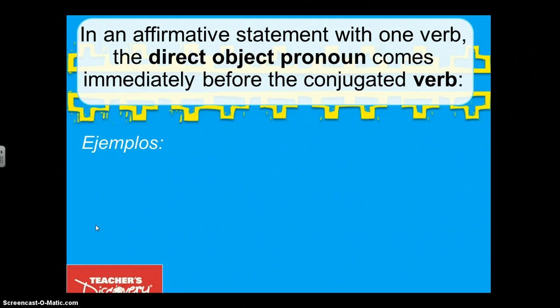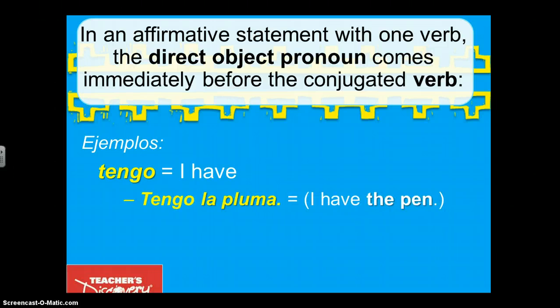Please notice that you always put the direct object pronoun before the conjugated verb. For example, tengo, I have. Tengo la pluma, I have the pen. La tengo, I have it. Notice here in the last sentence, I have it in English, it is at the end, but in Spanish it comes before the verb.